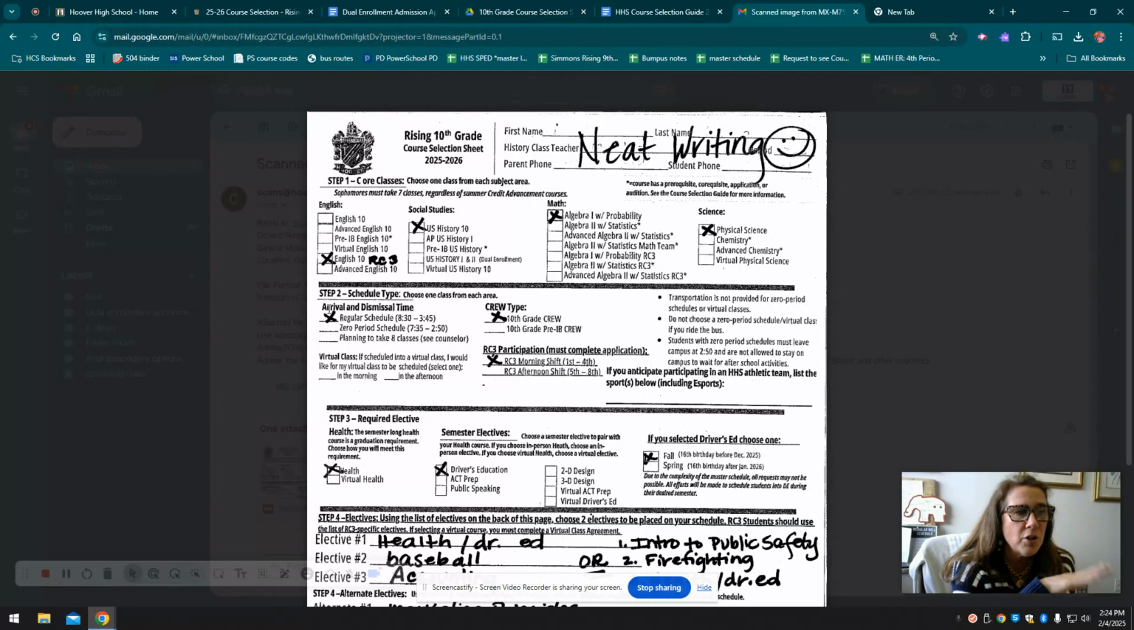So students are going to choose their English, history, math, and science. Students notice that if it has a star, that means there's a prerequisite to that class. For example, a student cannot take chemistry unless they have already had Algebra 1 or the accelerated math in 7th and 8th grade. So just pay attention to that. And again, just like in 9th grade, if you're doing pre-IB English, you also have to do the pre-IB history.